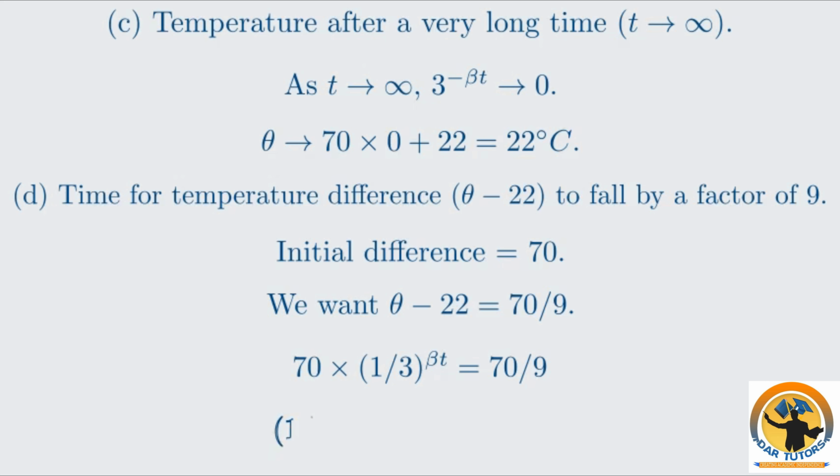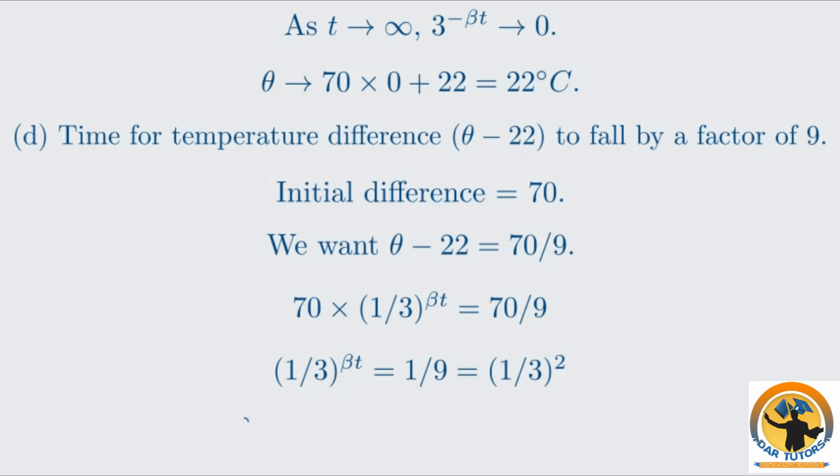Since 1/9 is 1/3 squared, we can equate the exponents. Beta t equals 2. Solving for t, we find that t equals 2 over beta minutes.